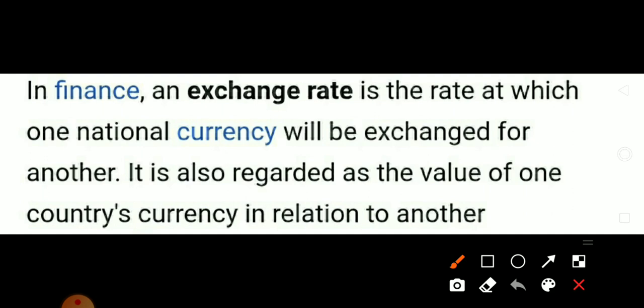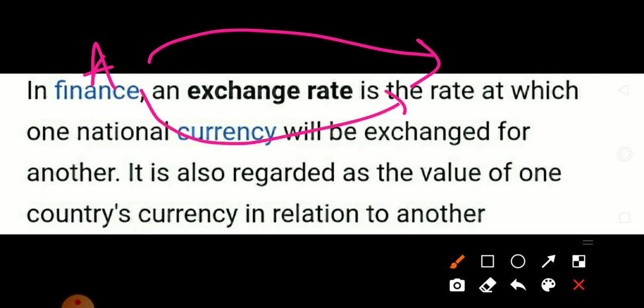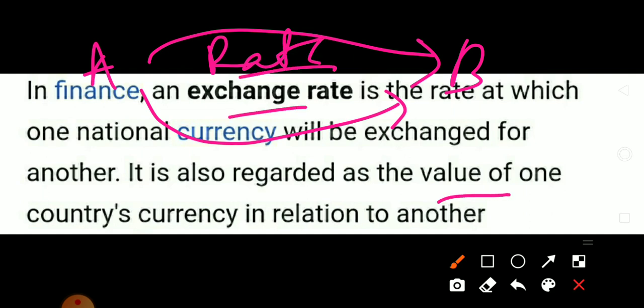So there is some rate applied to convert from one currency to another. That rate is called the exchange rate. It is regarded as the value of one country's currency in relation to another. This is the meaning of currency exchange.